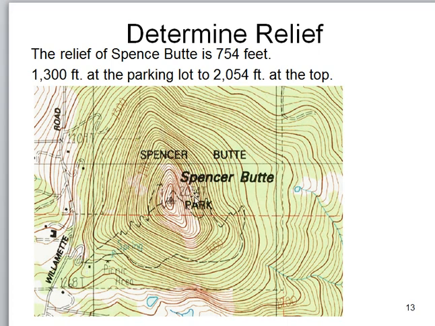And this has a spot elevation of 2,054 feet. So I just subtract the two, and the relief for Spencer Butte is 754 feet. You have to put the units in. If you just have 754, that's incorrect. So you want to make sure that you're adding units when you do your contours.